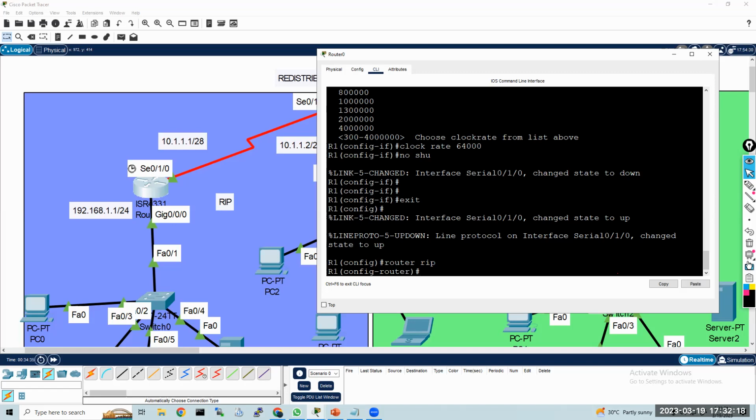Please direct me into router 1. Yes, I'm in router 1. Okay, fine. Router RIP, and then you start adding the network. So in router 1, you add network. Typing error. Network 192.168.1.0. Yes, you can see it now, it's .0.